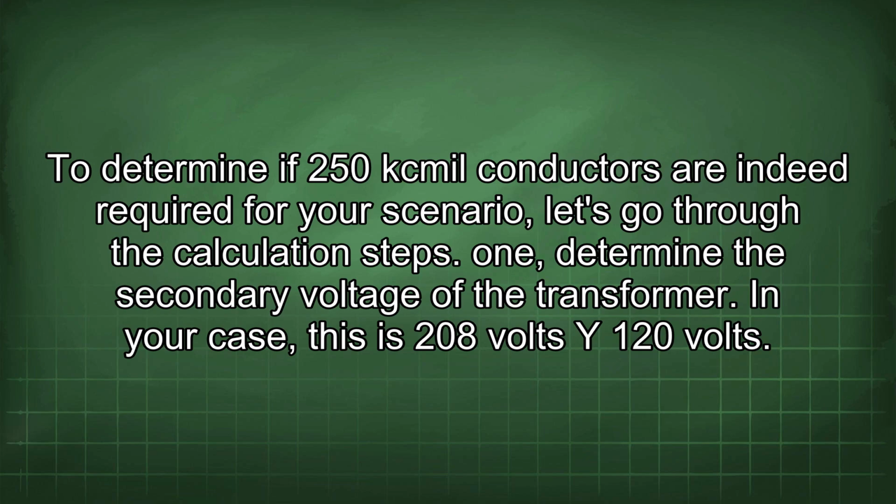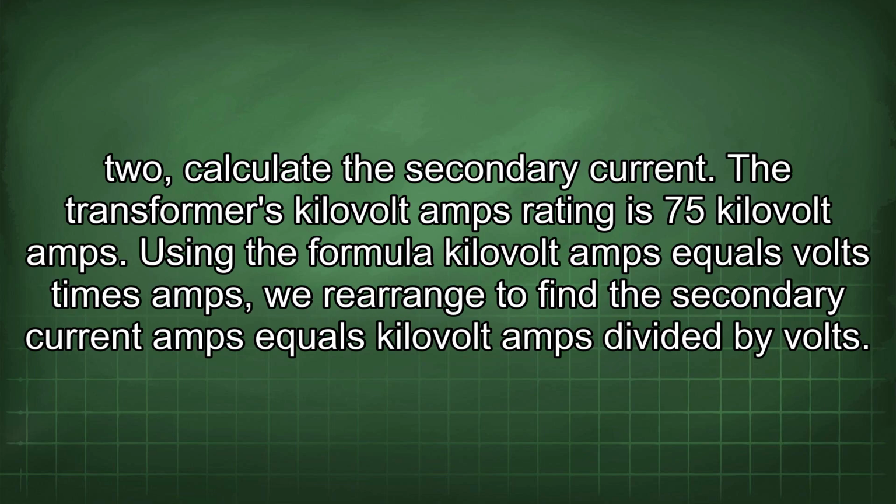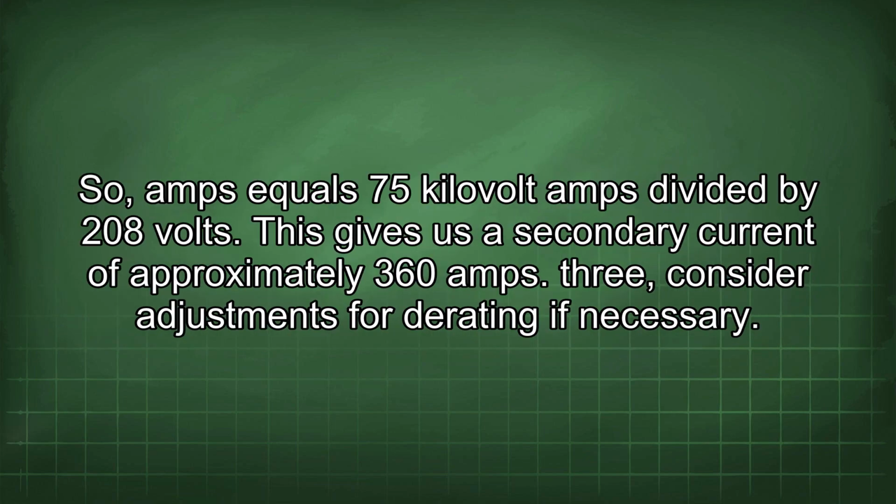1. Determine the secondary voltage of the transformer. In your case, this is 208Y/120 volts. 2. Calculate the secondary current. The transformer's kVA rating is 75 kVA. Using the formula kVA equals volts times amps, we rearrange to find the secondary current: amps equals kVA divided by volts. So amps equals 75 kVA divided by 208 volts. This gives us a secondary current of approximately 360 amps.